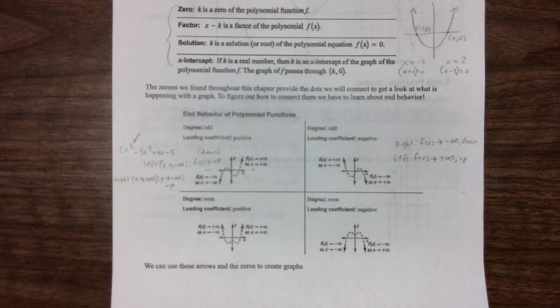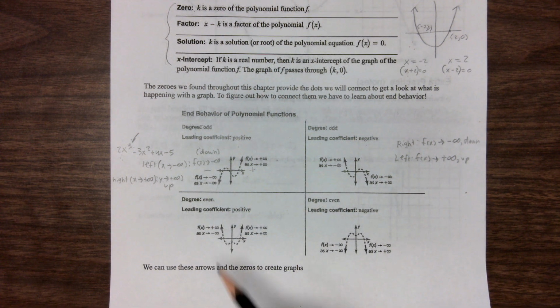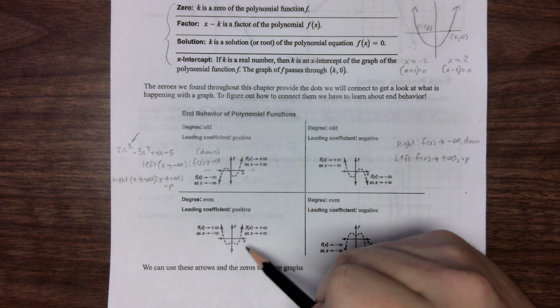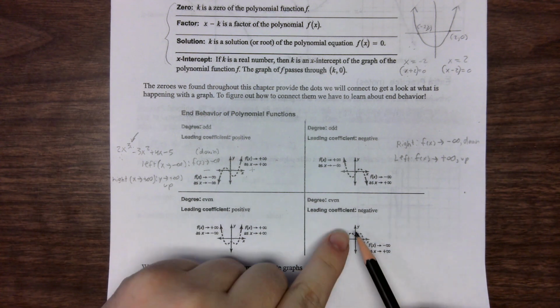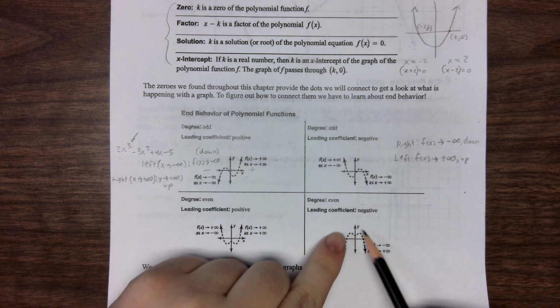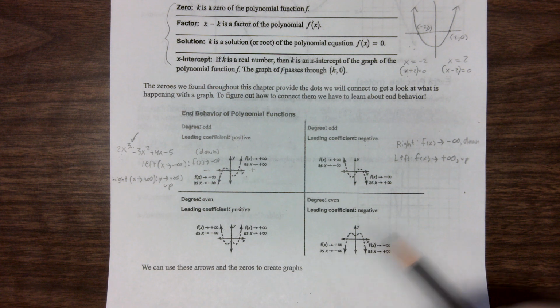Now we're looking at our even degrees. So these are the 2 instances where we have an even degree. If our leading coefficient is positive, our numbers go up. If our leading coefficient is negative, our numbers go down. Very similar to how our quadratics worked, right?